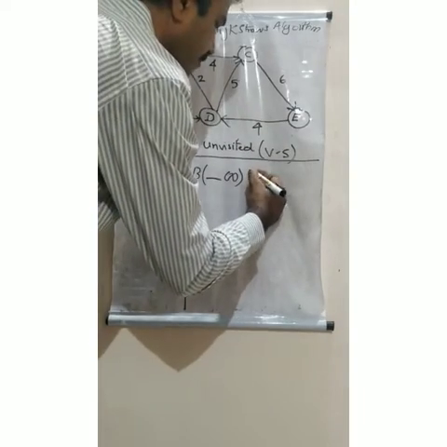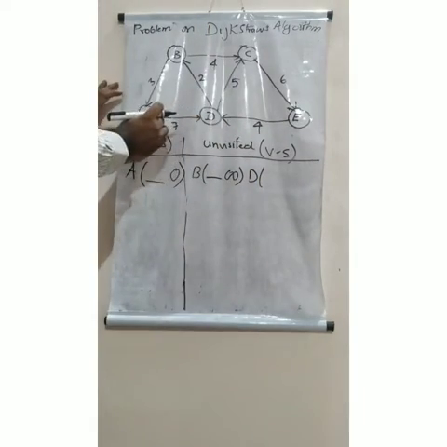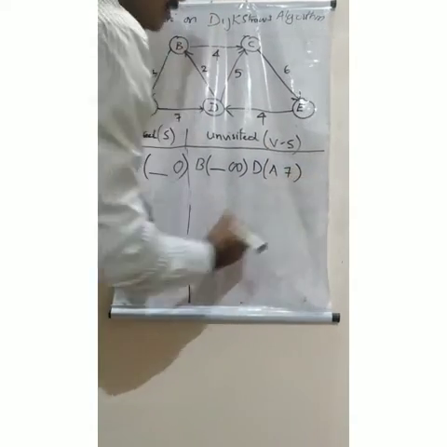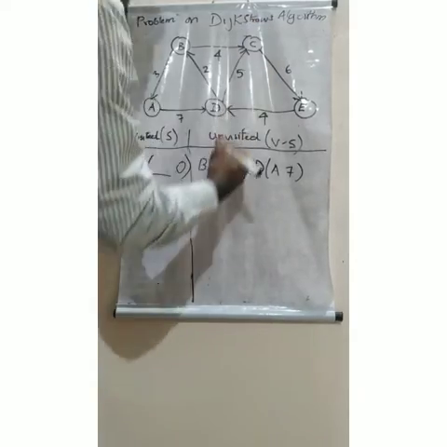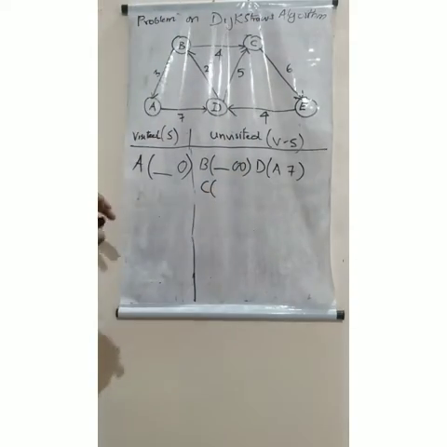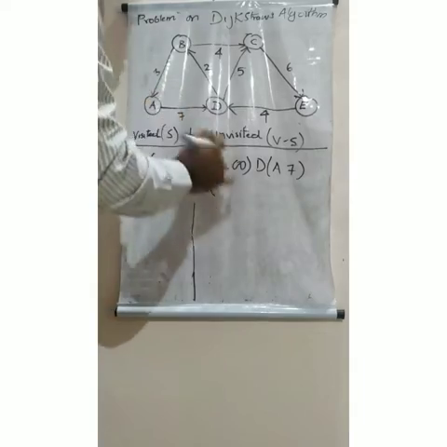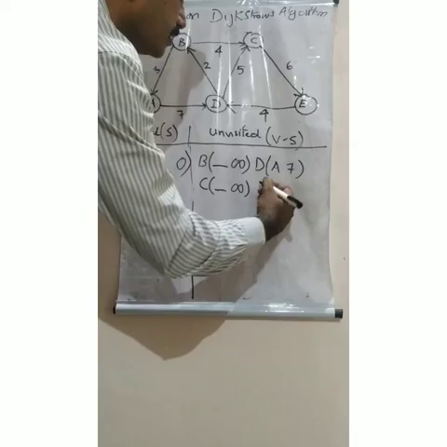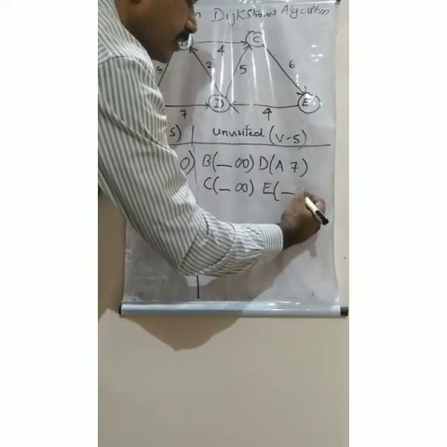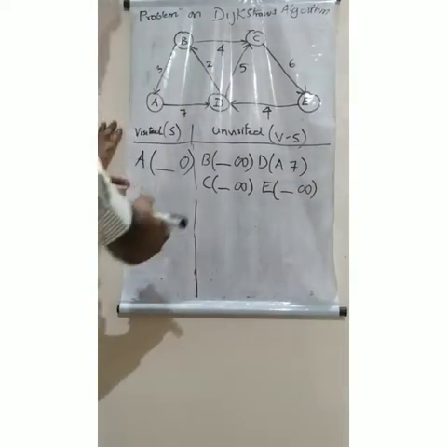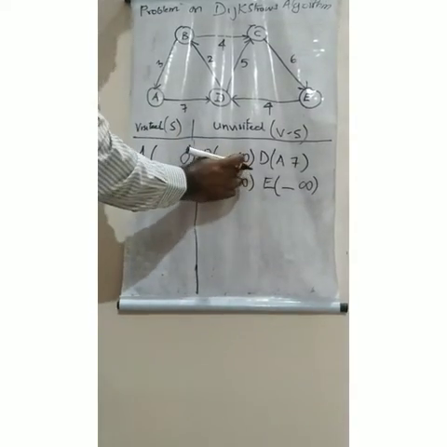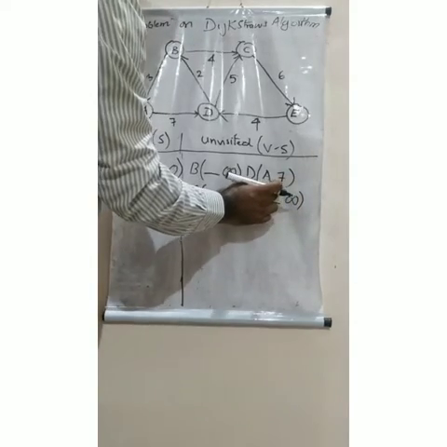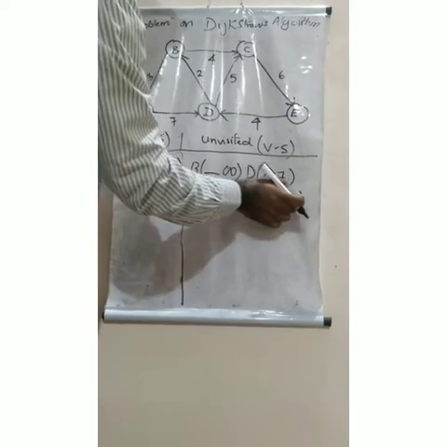Similarly, if you take D, D is connected to A, so the source is A and the distance is 7. Next, if you take C, C is not connected to A, so take it as dash, and E is also not connected to A, so you can take it as dash and infinity. Now among these infinities, the shortest distance is D, and its source is A and the distance is 7.